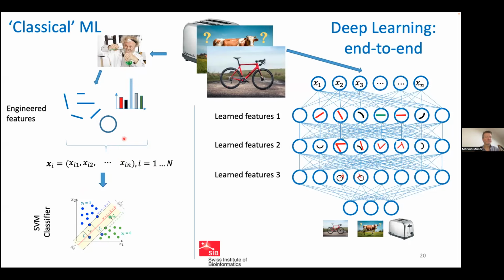Markus, there is a question. Yes. There are three questions in the chat. Right. One is, in deep learning neural networks, CNN, what is the rule of thumb for the number of hidden layers when we do the modeling? Yeah, I'll come to that point later.